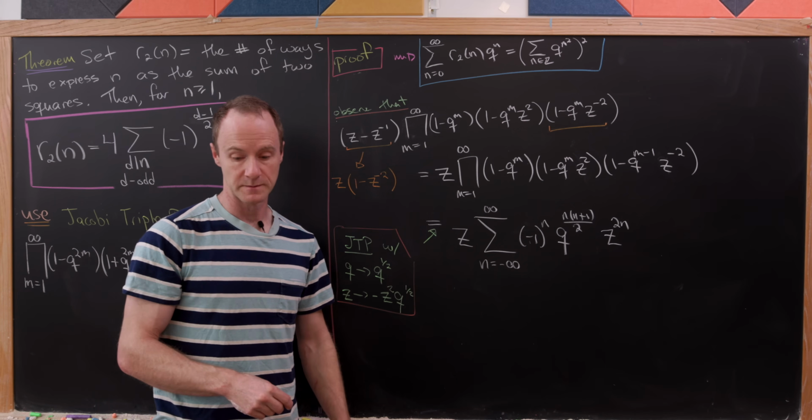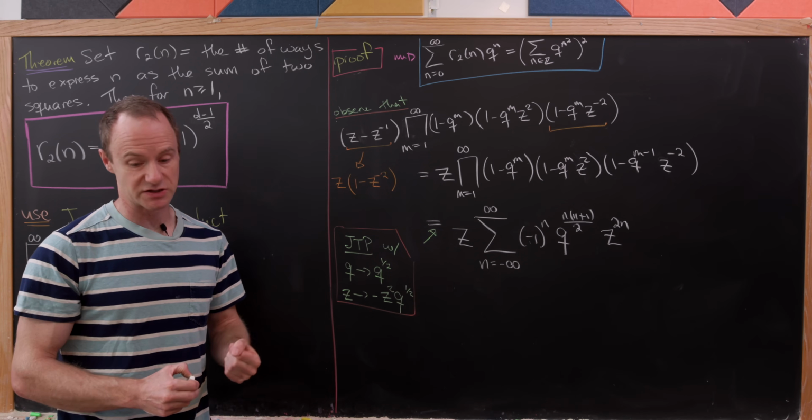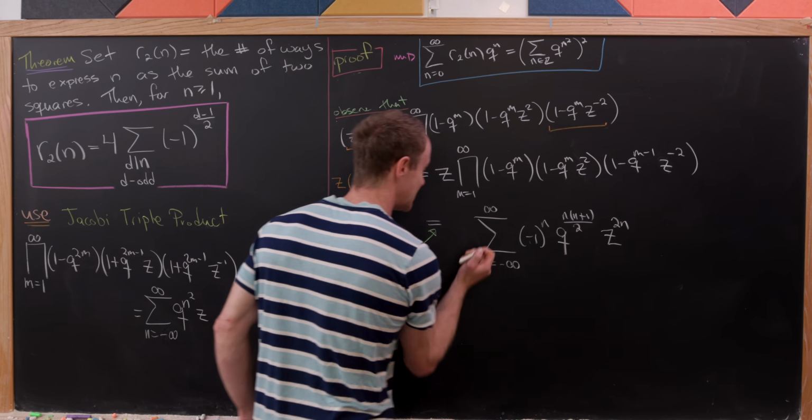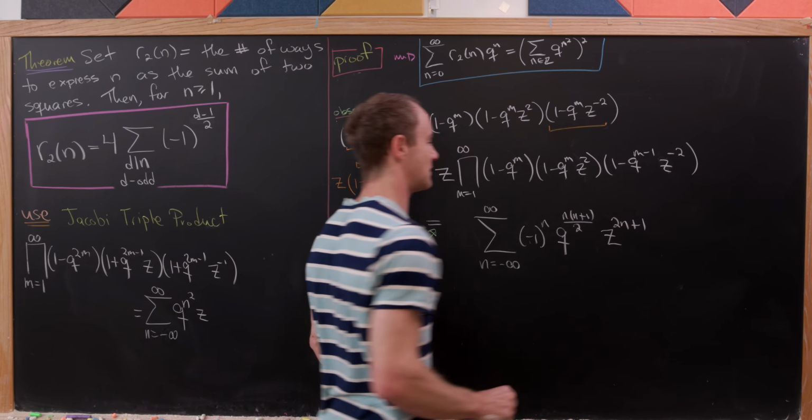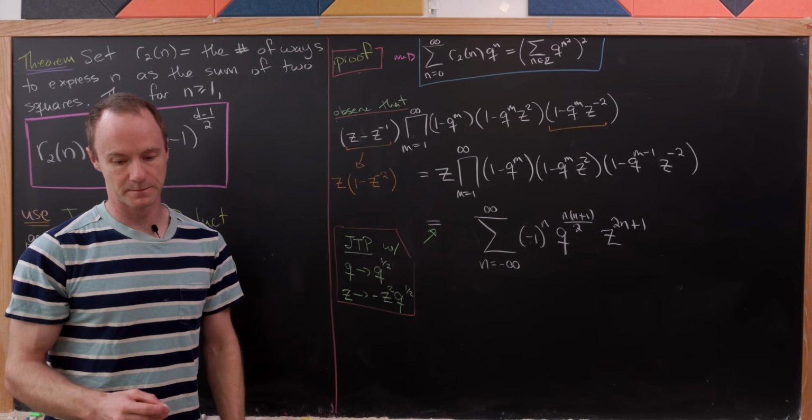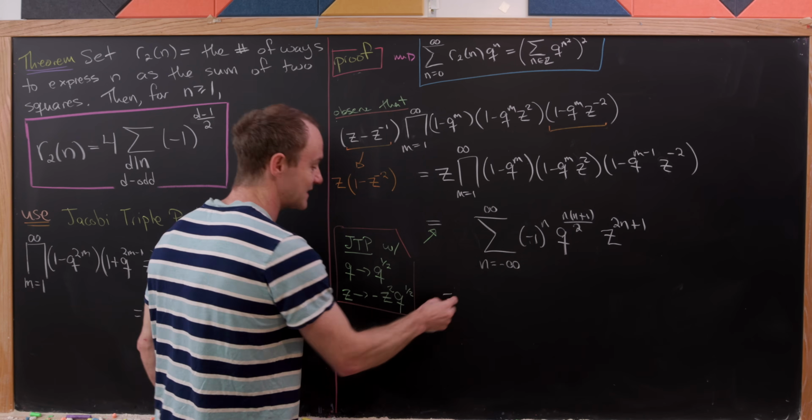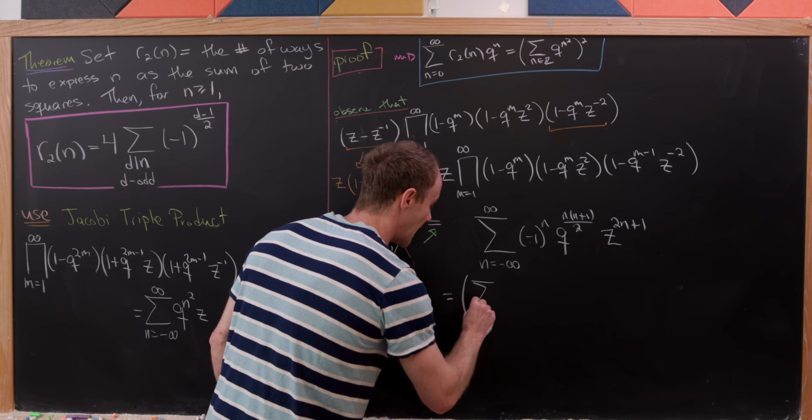But next up, what I'll do is I'll take this z and I'll insert it into the sum by putting a 2n plus 1 there. And then I'm going to take this and split it into the odd terms in the sum.